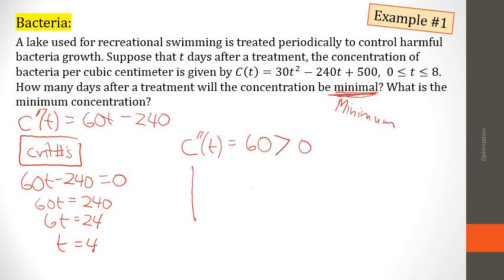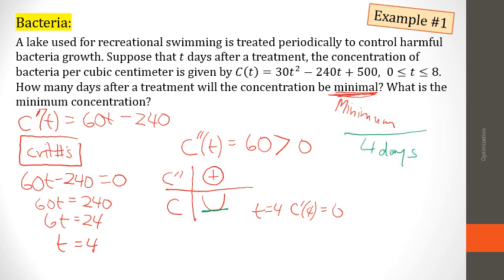So in other words, here's what we have. The second derivative is always positive, which means the original function is concave up, or happy. And we already know at t equals 4, the first derivative is 0. That tells us the slope of that tangent line is 0, so we have a minimum. So how many days after treatment will the concentration be minimal? 4 days. That's the answer to the first question.